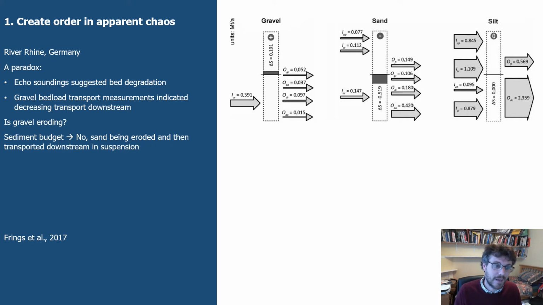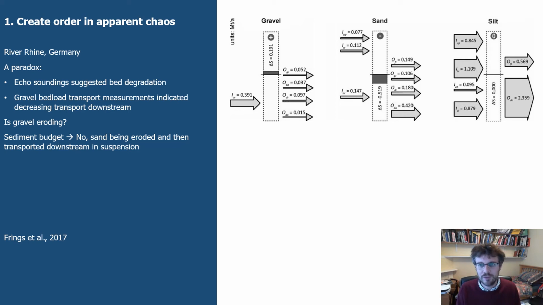Frings published a paper in 2019 on the River Rhine in Germany, and long-term sediment monitoring had generated an apparent paradox. Echo soundings, measurements of the river's bathymetry, suggested there was bed degradation, but gravel bedload transport measurements downstream indicated that there was decreasing transport downstream. So what was going on? Was gravel eroding overall?